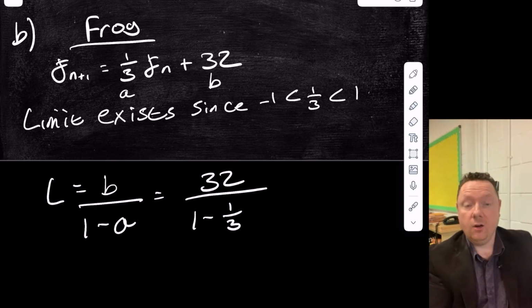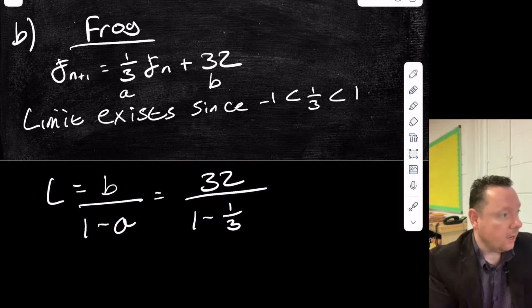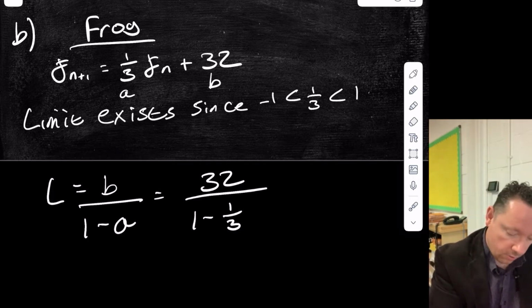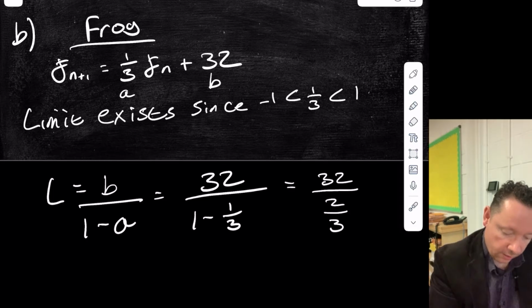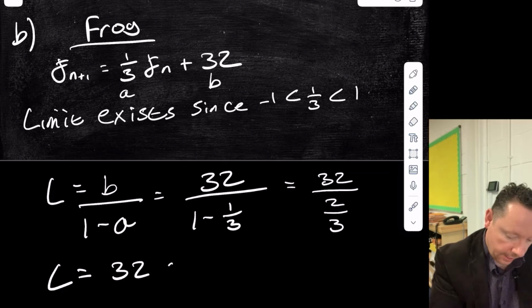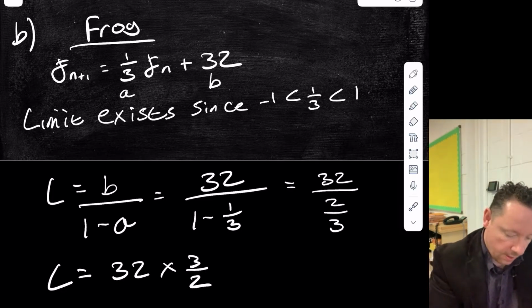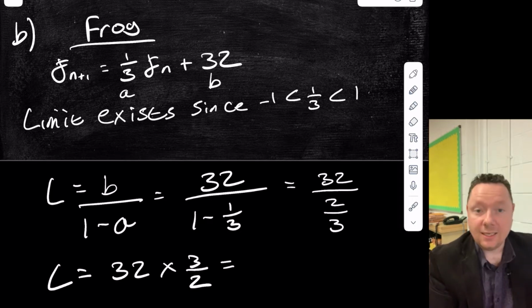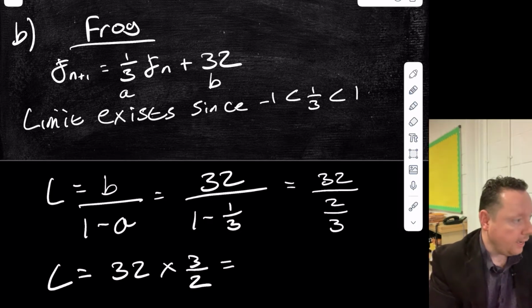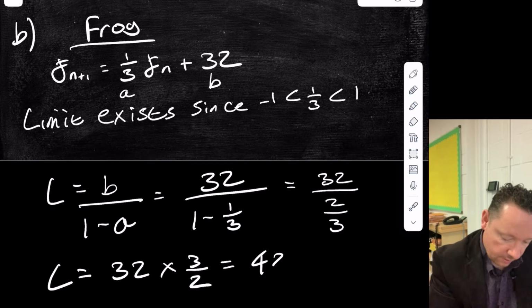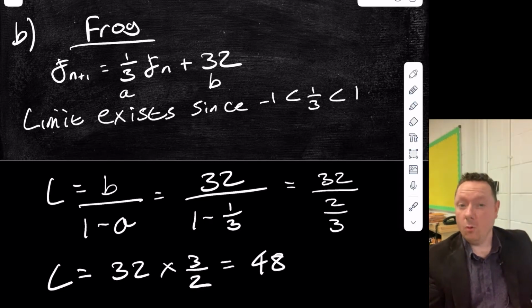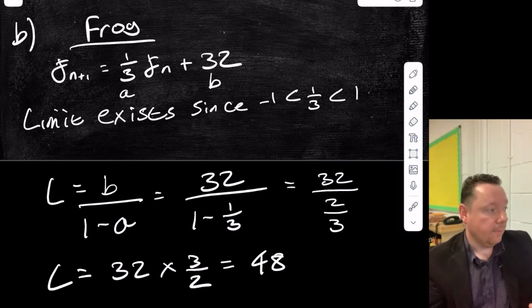And since it's a calculator question, you can just do that in a calculator, or without a calculator, that's 32 over 2/3. Now I'll just do it without a calculator just to show you how. So L would equal 32 times 3/2. Divide by a fraction, times by its reciprocal. 32 divided by 2 is 16. 16 times 3 is 48. So the limit, or in other words, where the frog will reach, will be 48.